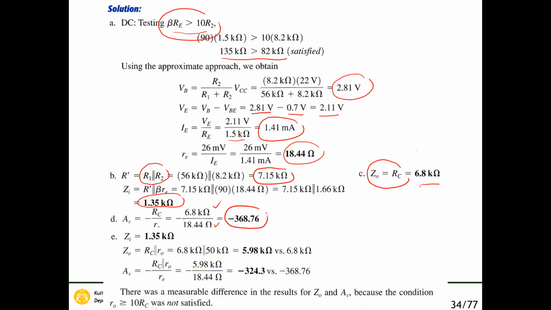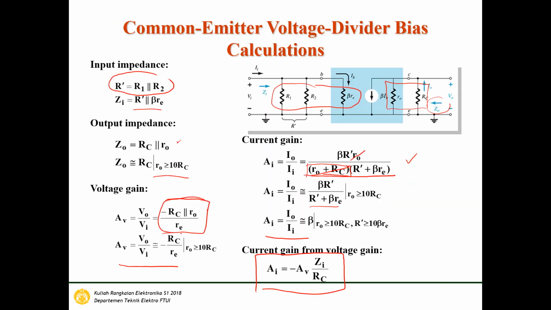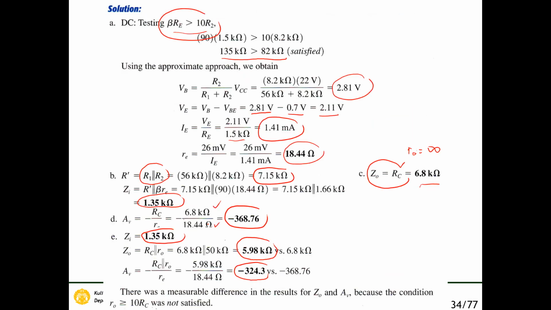Okay, so if we have the ro is 50 kilo ohm, so Zi is similar because in Zi we didn't calculate the ro, so Zi is similar, 1.35 kilo ohm. And then for Zo, the first one is when ro is unlimited. If the ro is 50 kilo ohm, we have to make a parallel of RC and ro, that's 5.98 kilo ohm. And then for Av, minus RC parallel to ro per re, so we got that minus 324. Because we have the ro here, we follow this equation.